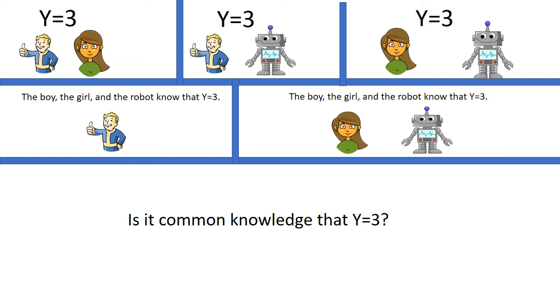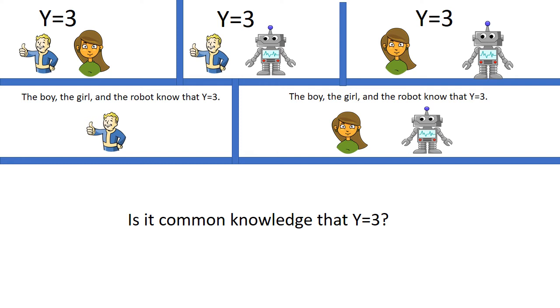In the next question, there are 5 rooms. In the first room, the boy and the girl see a sign saying y equals 3. So they both know y equals 3, and they know the other person knows it. In the second room, the boy and the robot are in a room with the sign saying y equals 3. And in the third room, the girl and the robot are in a room saying y equals 3.